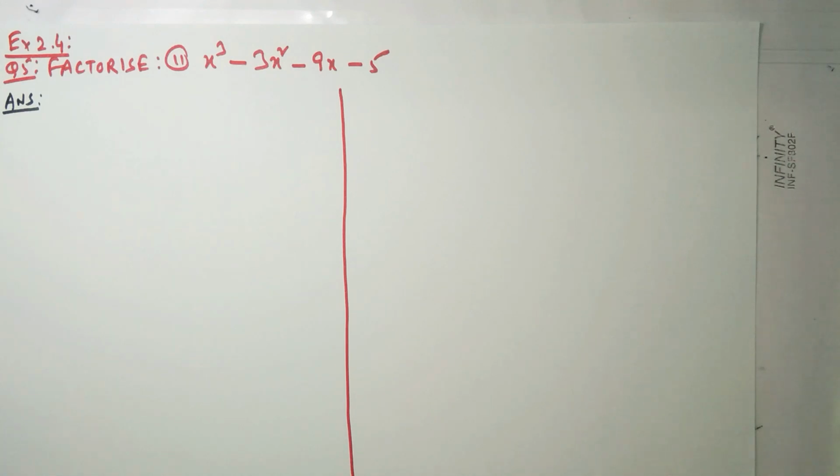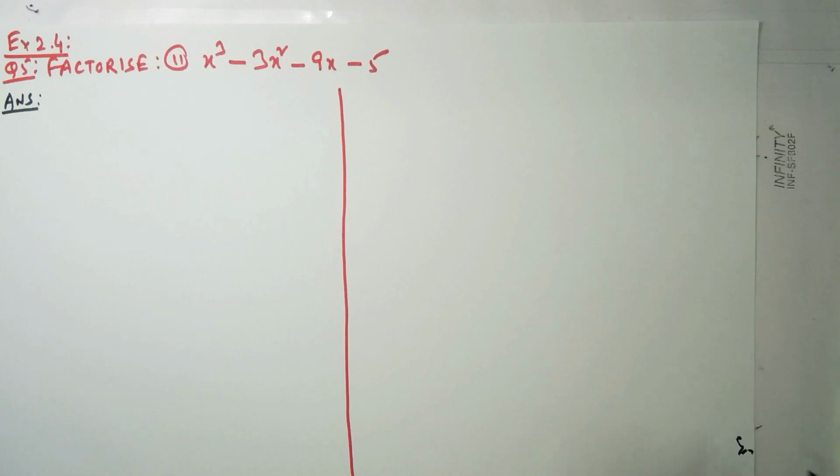Exercise 2.4, question number 5, and the question is factorize. So I'm taking question number 2, and you see this question. This is a cubic polynomial, and the cubic polynomial needs to be factorized. Okay, so we are going to factorize this cubic polynomial.